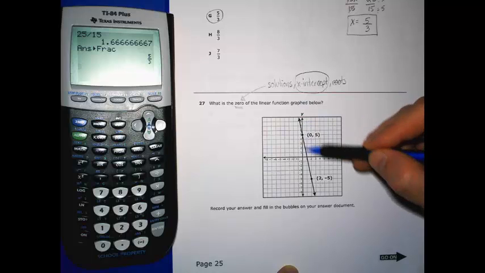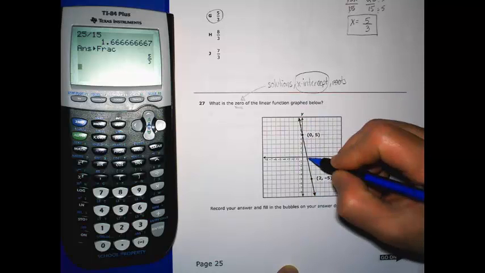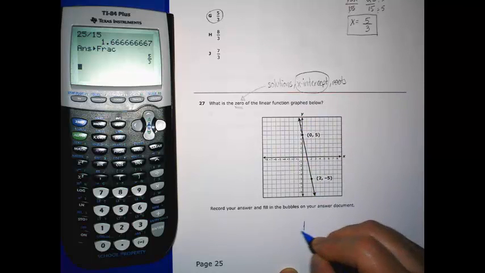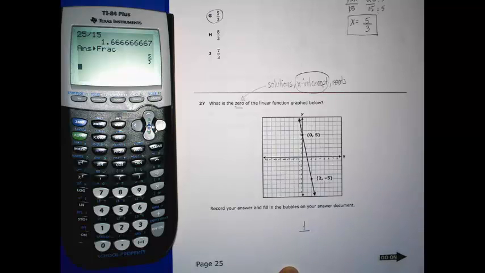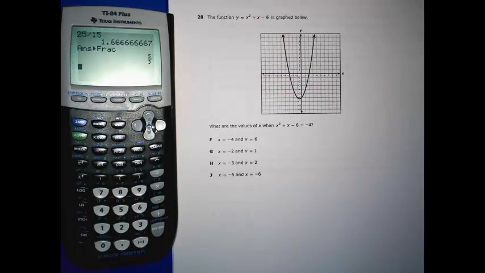In this case, the problem asks for 0, but the one that really helps us is x-intercept. So if you notice right here, what is the x-intercept of this line? The x-intercept would be 1. And that's it. Your answer then is 1. Okay? Alright, let's go on to the next problem, which is problem number 28.